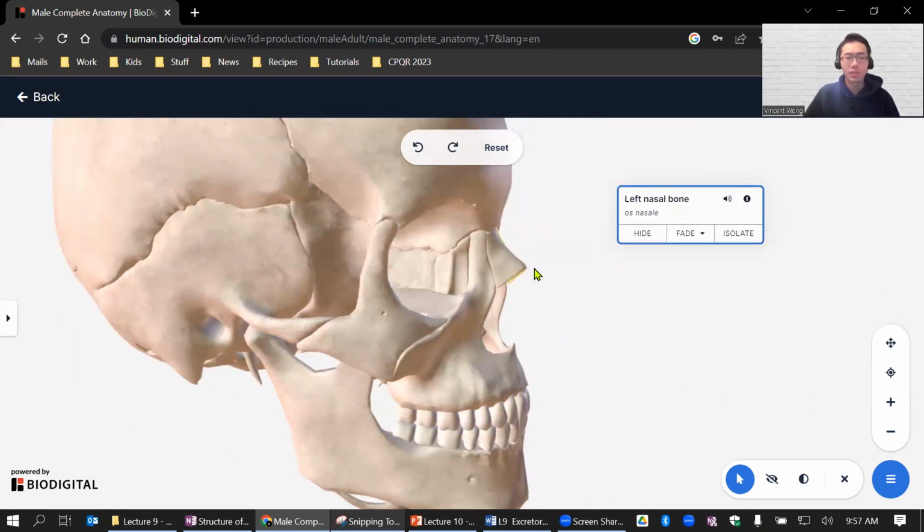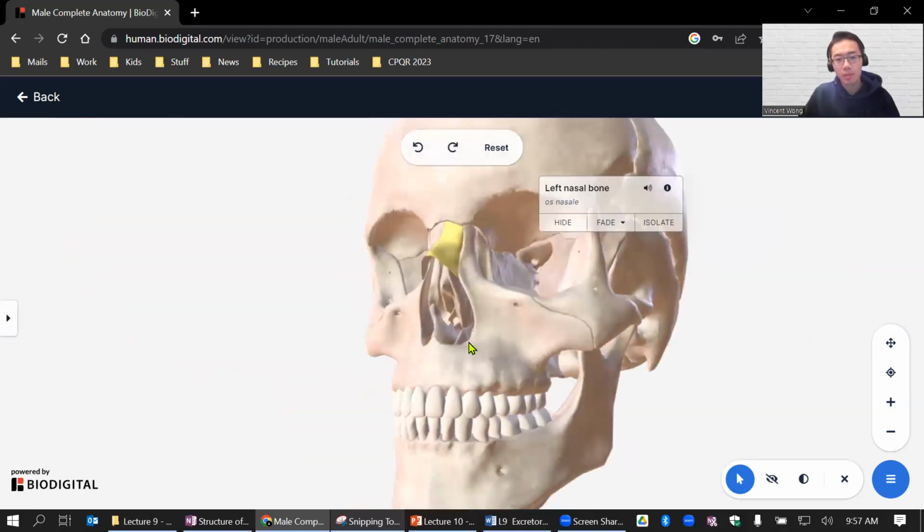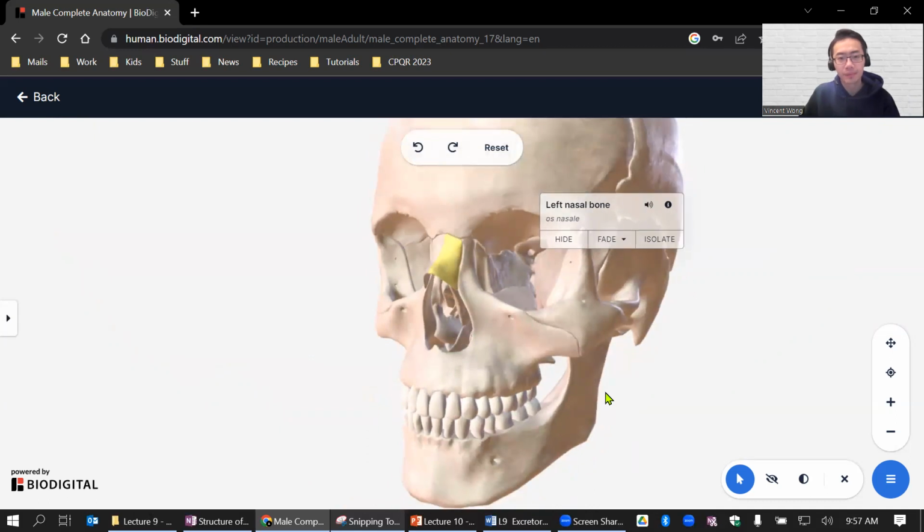Cartilage? That's right. The nose is made of cartilage. It's not part of the bones, and you know it's going to decompose when we die. It's going to be gone. Okay.